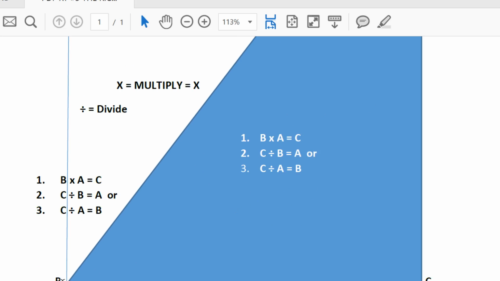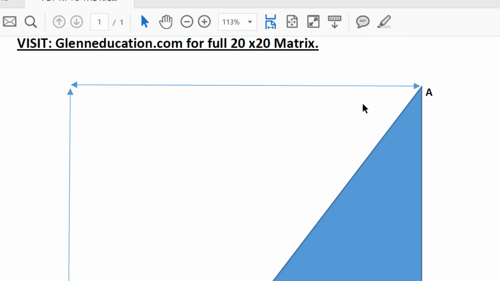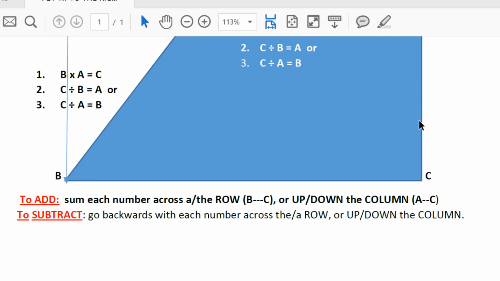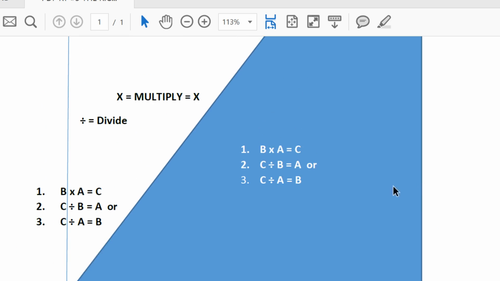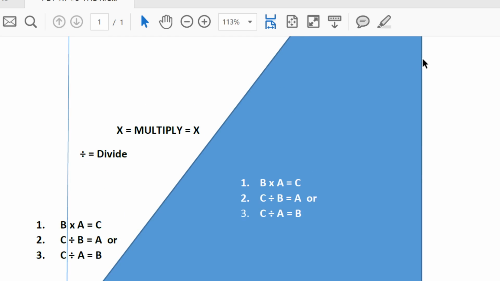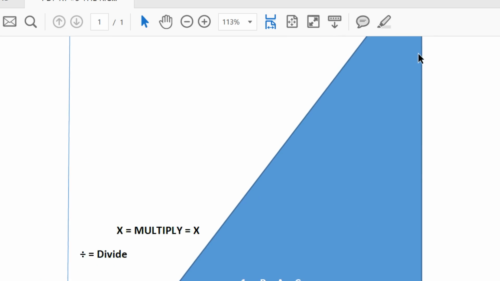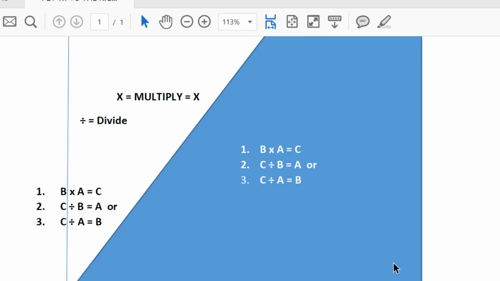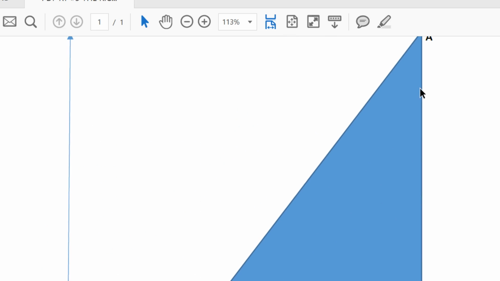If you multiply B by A, you get the answer in the right triangle, C. If you divide C by A, you get the answer B. And if you divide C by B, you get the answer A.